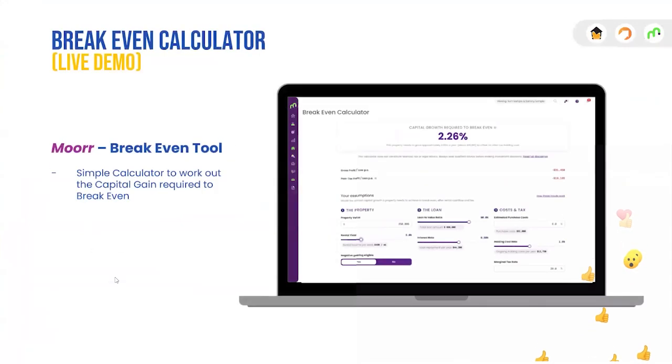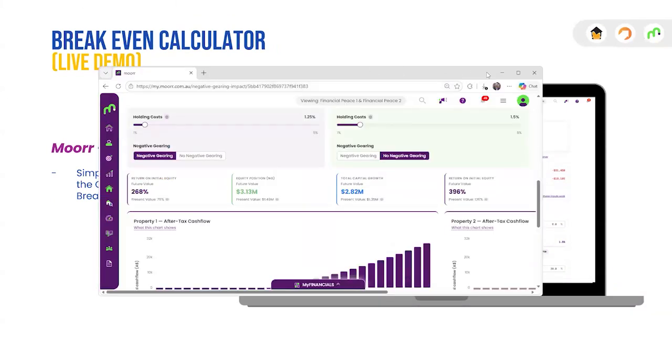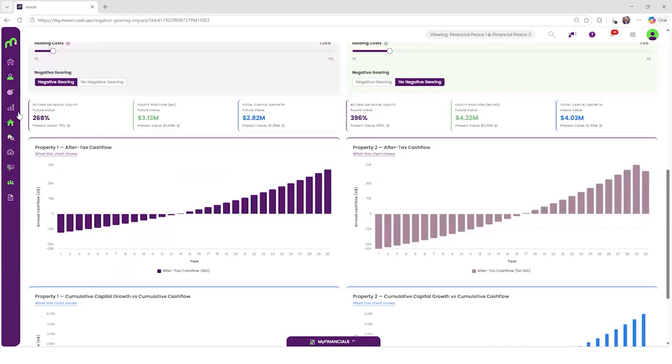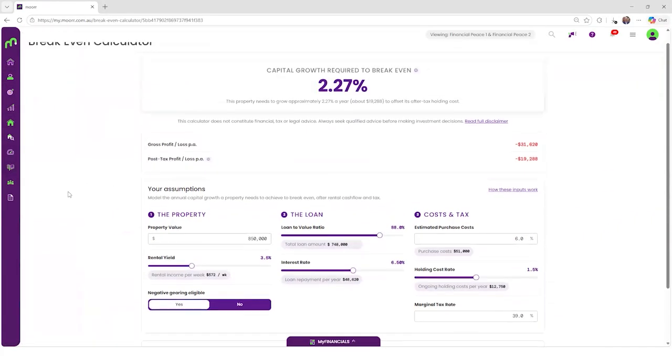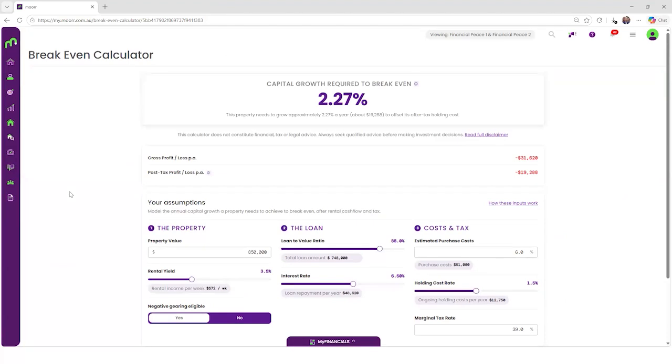Got a brand new tool called the break-even calculator. And this is also super cool in terms of what we can now do inside the Moorr platform as well. Let's go back to full screen, and I'm going to go back in here, and it's called the break-even calculator. Now, what's happening in this break-even calculator is what's the type of return that I need to get in capital growth terms to actually justify the investment.